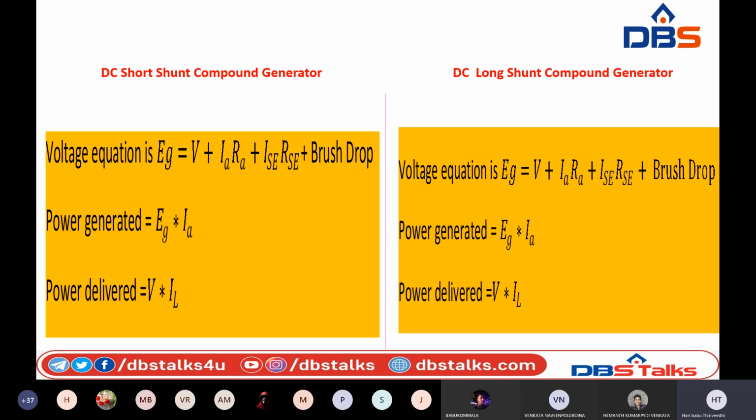And look at the equations comparison. In long shunt, EG is equal to V plus IARA plus ISC RSC plus BD. In short shunt, EG is equal to V plus IARA plus ISC RSC plus BD. What is the difference between these two generators? It is nothing but only ISH. Here ISH is equal to V plus ISC RSC by RSH. Here, as usual, V by RSH. That is the only difference.